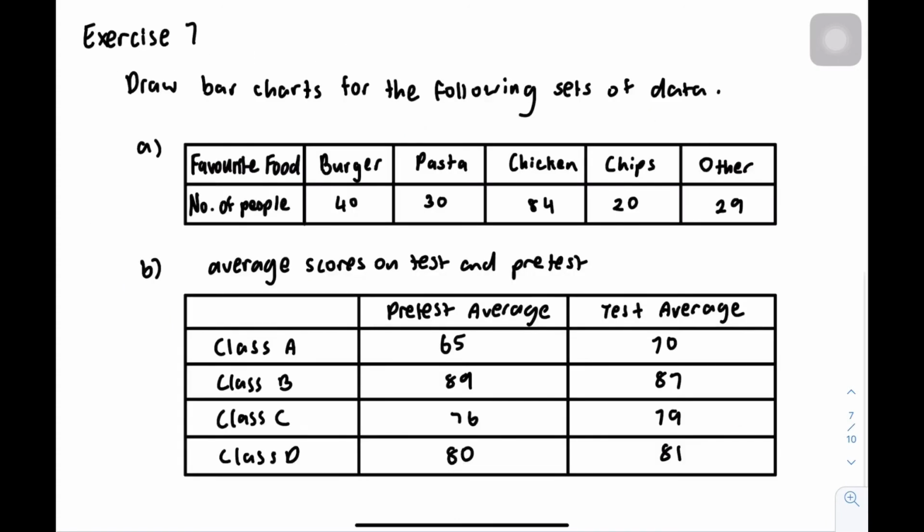Now we have exercise 7. Draw bar charts for the following sets of data. A. Favorite food: burger, pasta, chicken, chips, other. Number of people: 40, 30, 84, 20, 29. B. Average scores on test and pretest. Pretest average, test average, Class A 65, 70, Class B 89, 87, Class C 76, 79, Class D 80, 81.